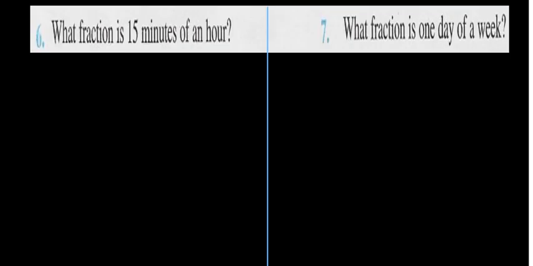Now let's talk about question number 6 and 7. Question number 6 is, what fraction is 15 minutes of an hour? So first of all we should know how many minutes are in an hour. 1 hour is equal to 60 minutes.